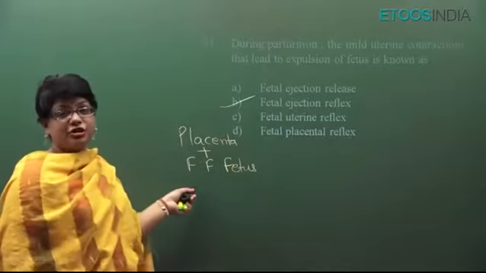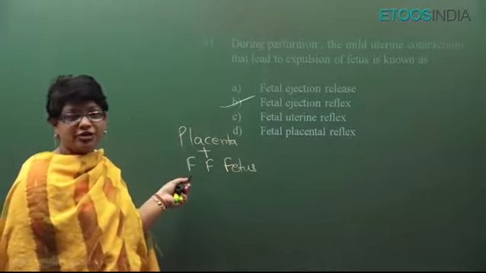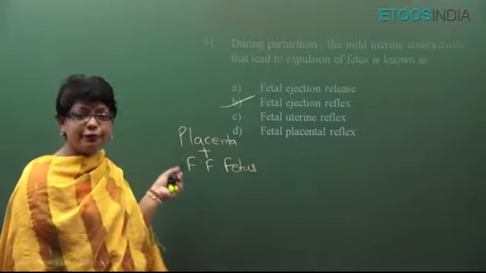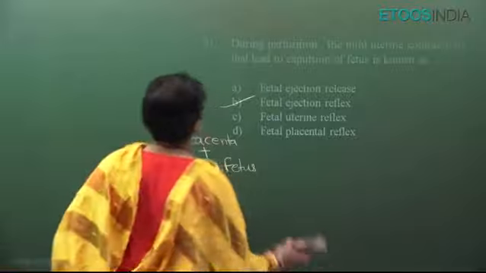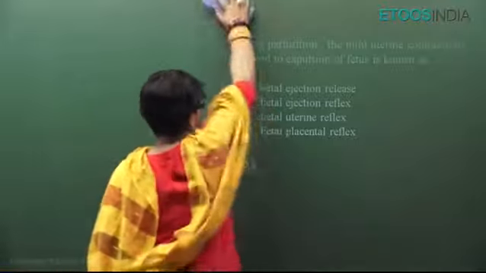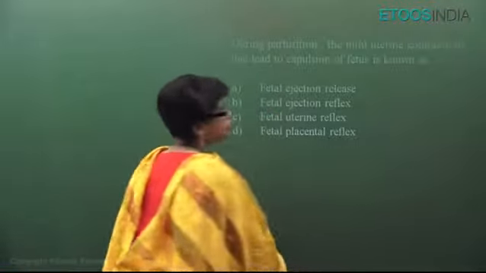So fetal ejection reflex are those mild uterine contractions and they are induced by placenta and fully formed fetus at the end of gestation. Clear? Very, very important. This question comes a lot. Fetal ejection reflex is important.